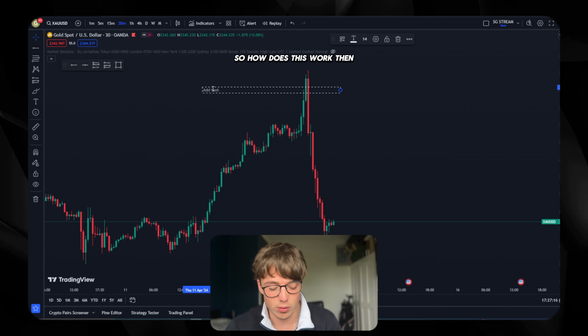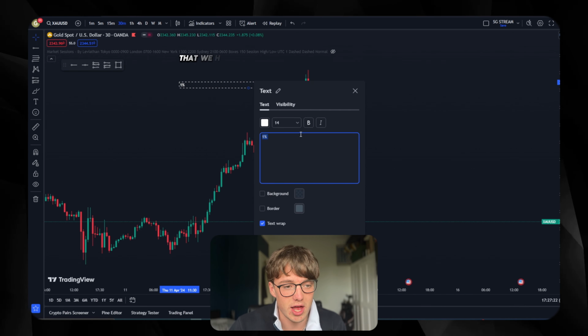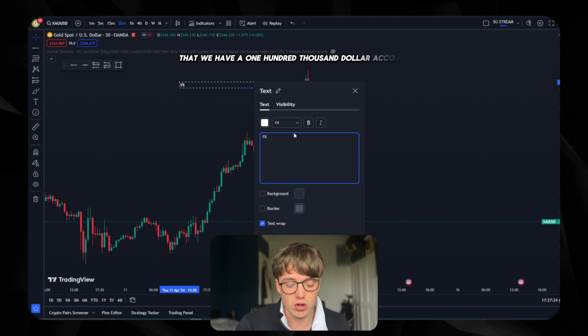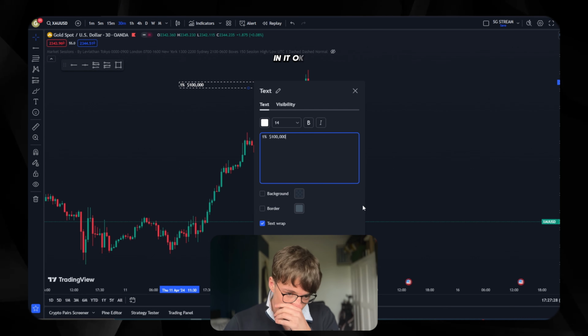So how does this work then? Well, if we're risking 1% per trade, we're going to say for this example that we have a $100,000 account. So let's say that it's a funded account with 100k in it. Okay, now what does this mean?